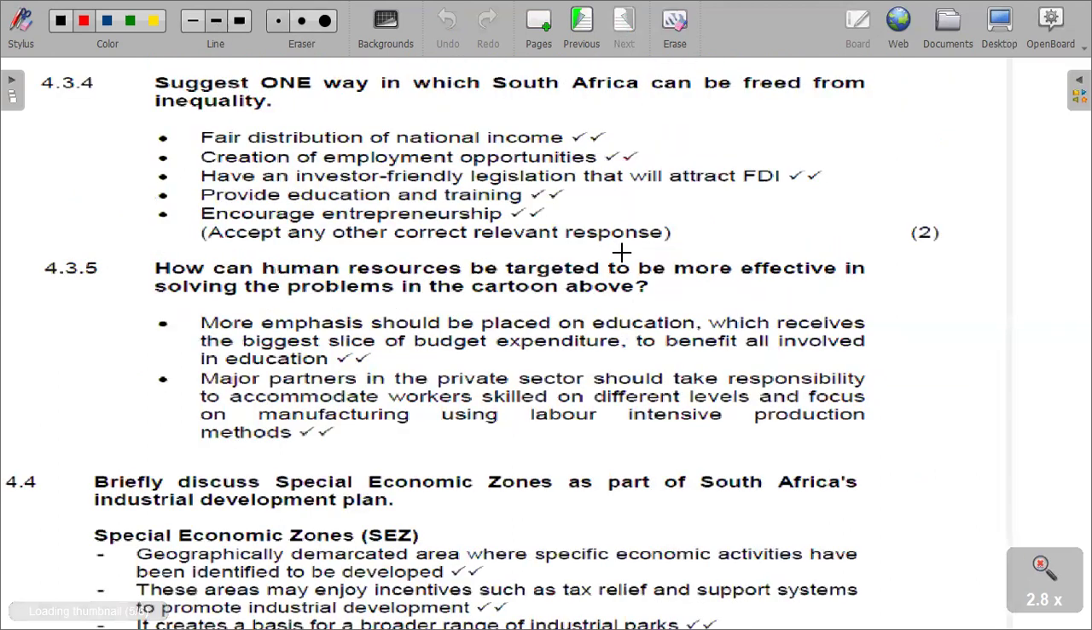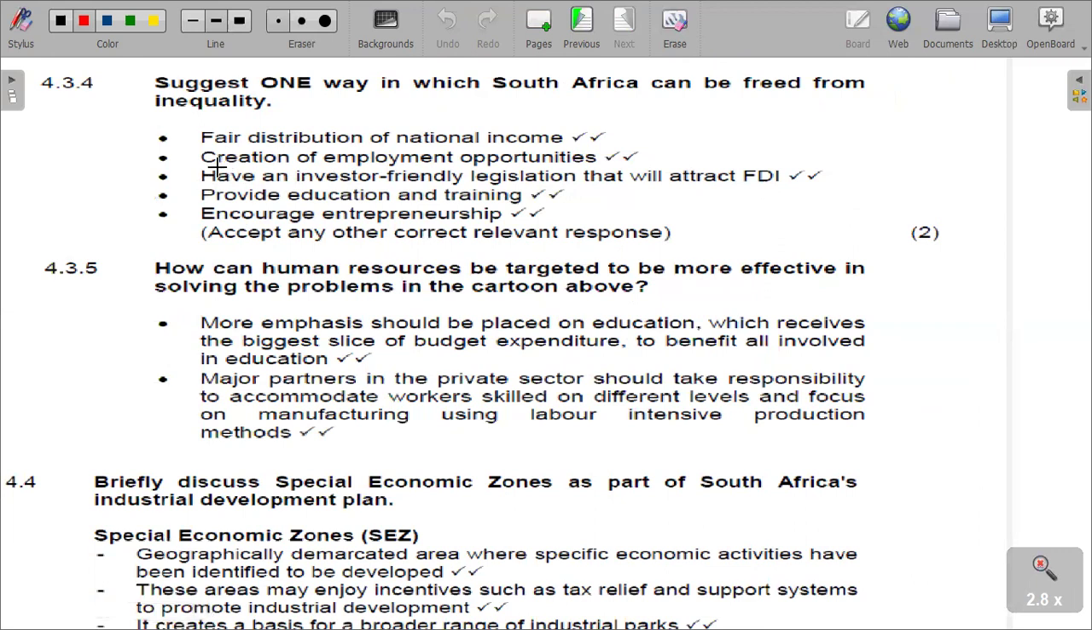Let's quickly have our next question. Suggest one way in which South Africa can be freed from inequality. Inequality, we are talking about the differences that exist within the South African population, differences between the rich and the poor. So, in what ways can that be reduced?